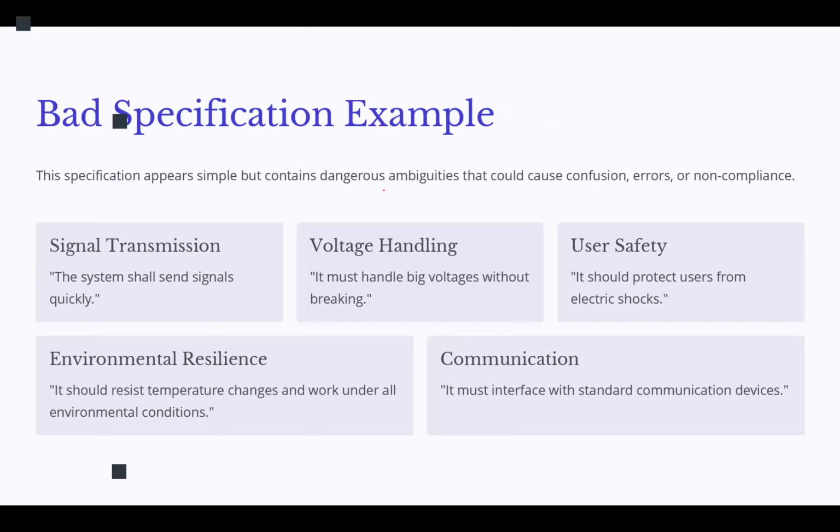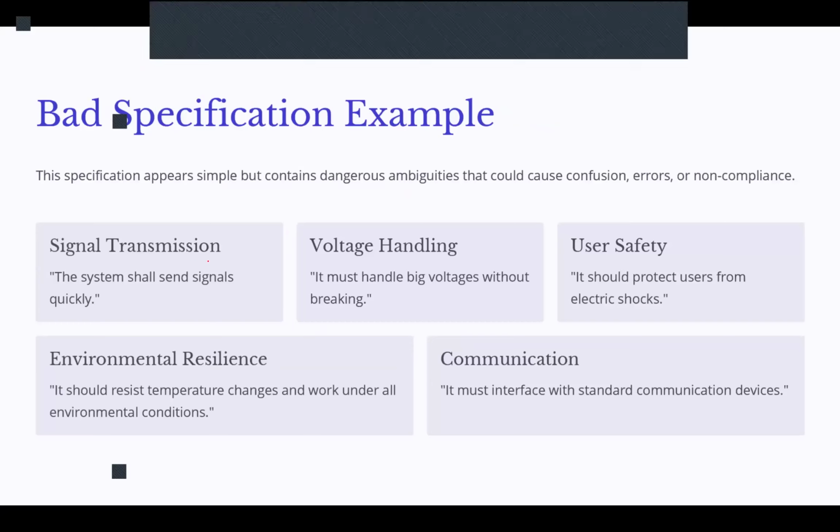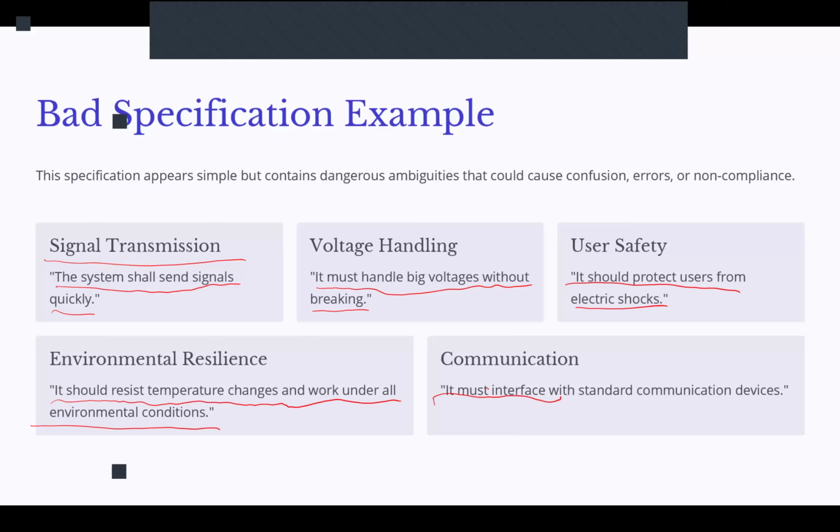Bad specification examples. In a signal transmission, I found a statement that says the system shall send signals quickly. Another example: it must handle big voltages without breaking. It should protect user from electrical shocks. It should resist temperature change and work under all environmental conditions. It must interfere with standard communication devices.